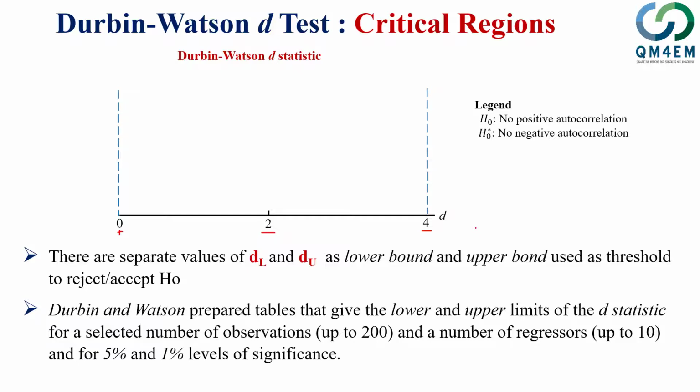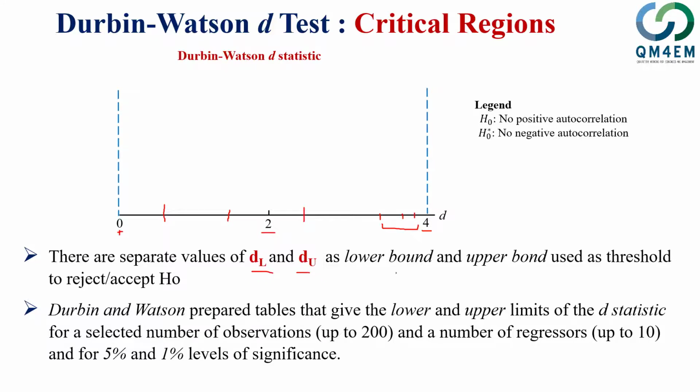Now the real question is: we know that 4 shows perfect negative autocorrelation, and that a value close to 4 shows negative autocorrelation, but how close? Is it this close, or this close, or this close? So what is the range of closeness? Similarly, what is the range of closeness for 2? And what is the range of closeness for 0? Those ranges are defined through DL and DU.